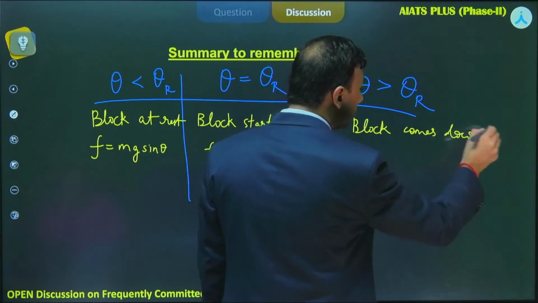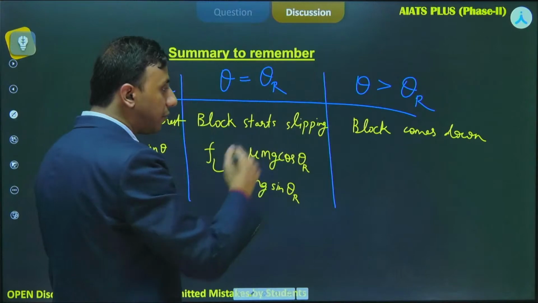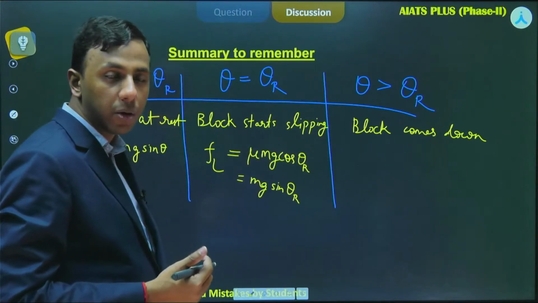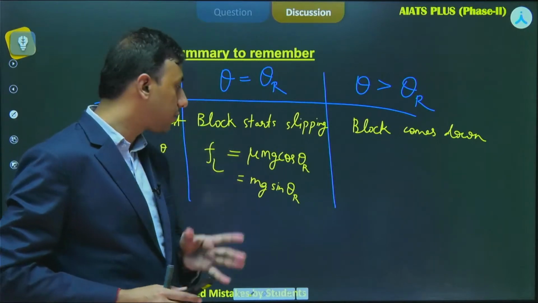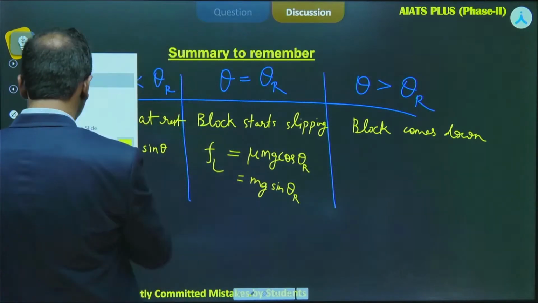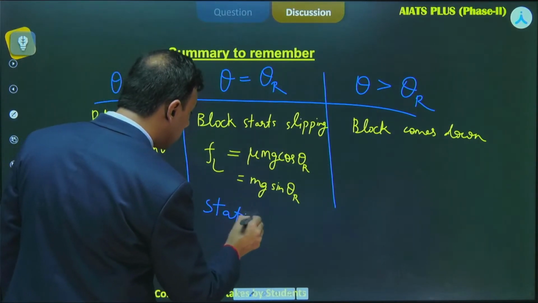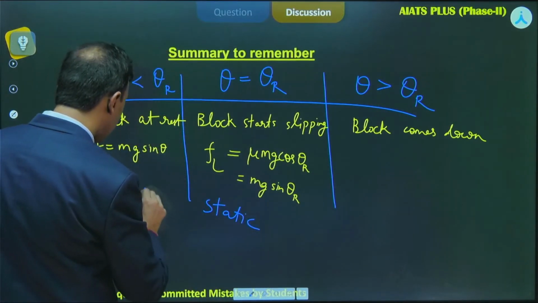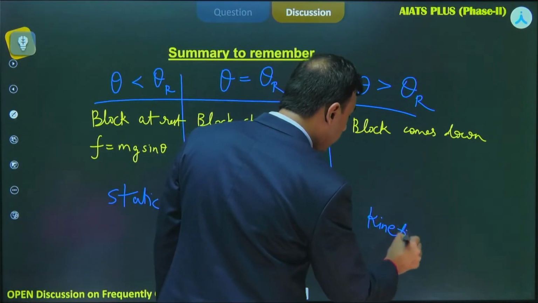The block comes down easily down the incline, right? Over there, that friction we won't call static friction, because the block has started slipping. Here it has not started slipping, it has just started slipping. So please remember, this is still static friction only. This is also static friction, but here kinetic friction will come into play.